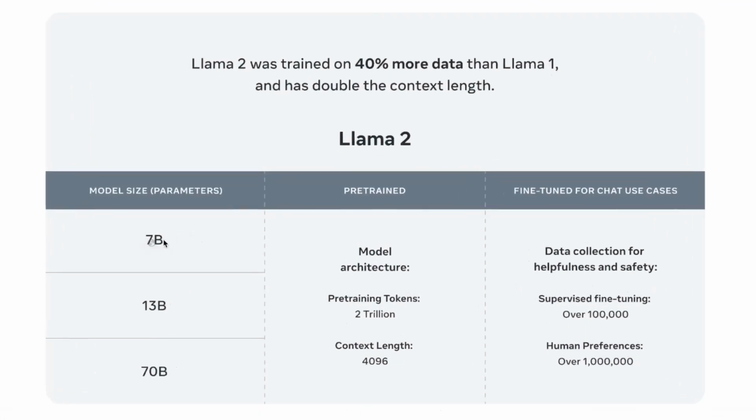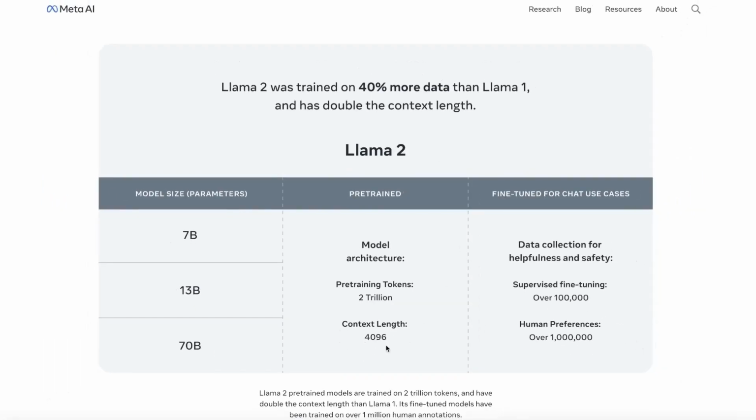So they are releasing 3 different models. One is the 7 billion parameter model, then 13 billion, and then the biggest one is the 70 billion parameter model. If you remember, in the initial release of Llama, there was a 65 billion parameter model, which was the biggest model that they had. Now, according to them, it's trained on 40% more data than Llama 1, and the context size is now doubled. So instead of 2048 tokens, now the context window is 4096 tokens, which is great. So now this is going to be a lot more useful than the current version.